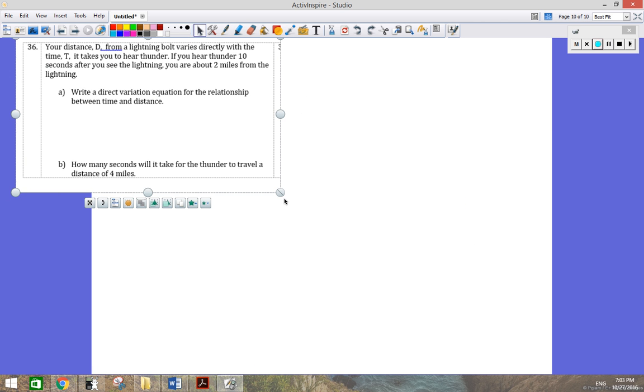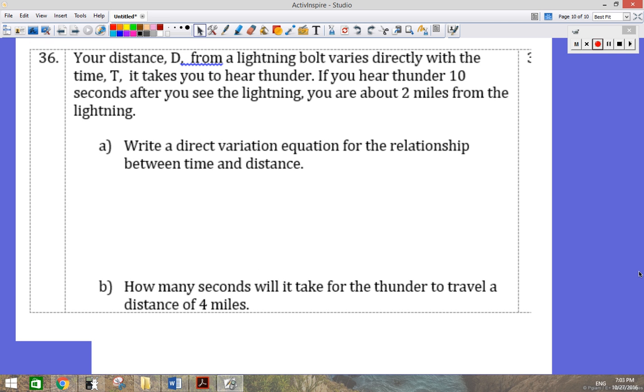Your distance D from a lightning bolt varies directly with the time t. So with directly, I'm thinking multiplication. So my equation, D is equal to K times T. Alright, that's all it's wanting is the equation. Now typically, when given the chance, it doesn't ask specifically for the proportionality constant K, but I'm going to have to figure it out in B anyway. Whether I figure it out now or later, it doesn't matter. So I'm going to use this next piece of information to determine K.